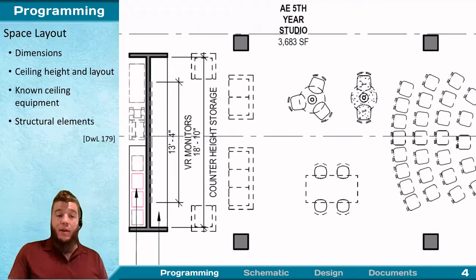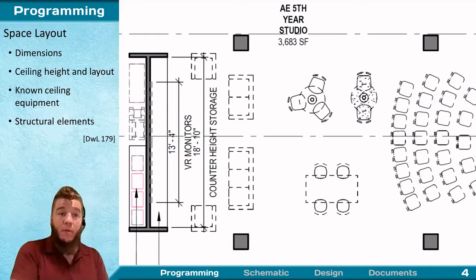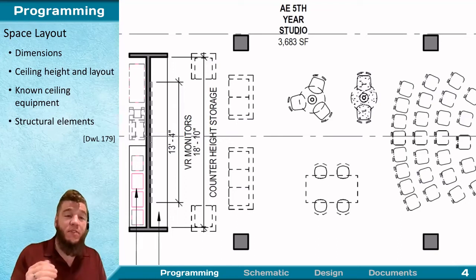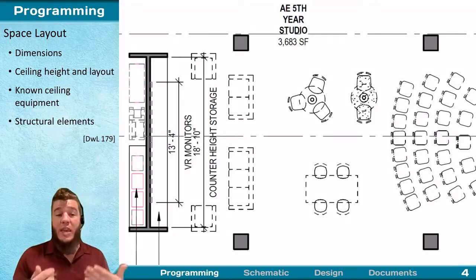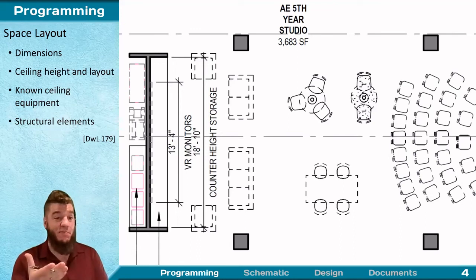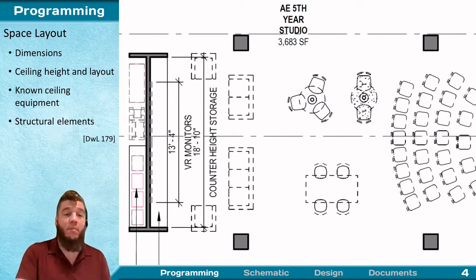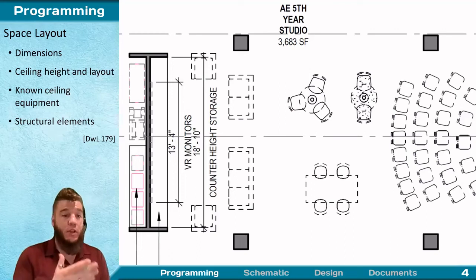The next aspect of programming is determining what is already known about the project. So your space layouts are something that is developed throughout the project. So it's definitely an aspect of design development as well as programming. However, oftentimes there's a fair amount already known about your project. So making sure you have the dimensions, especially the ceiling height and layout, because that's where most of the lighting equipment ends up after all.